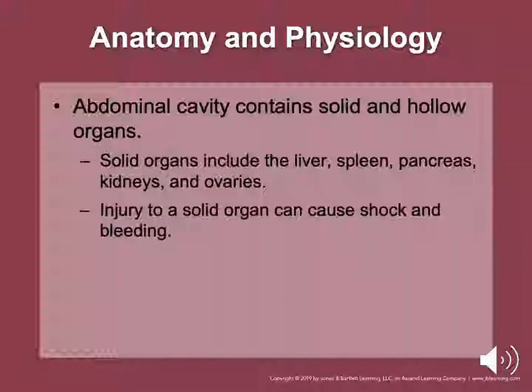The abdominal cavity contains solid and hollow organs that make up the GI, genital, and urinary systems. Solid organs are your liver, spleen, pancreas, kidneys, and ovaries. Injury to a solid organ can cause shock and bleeding.